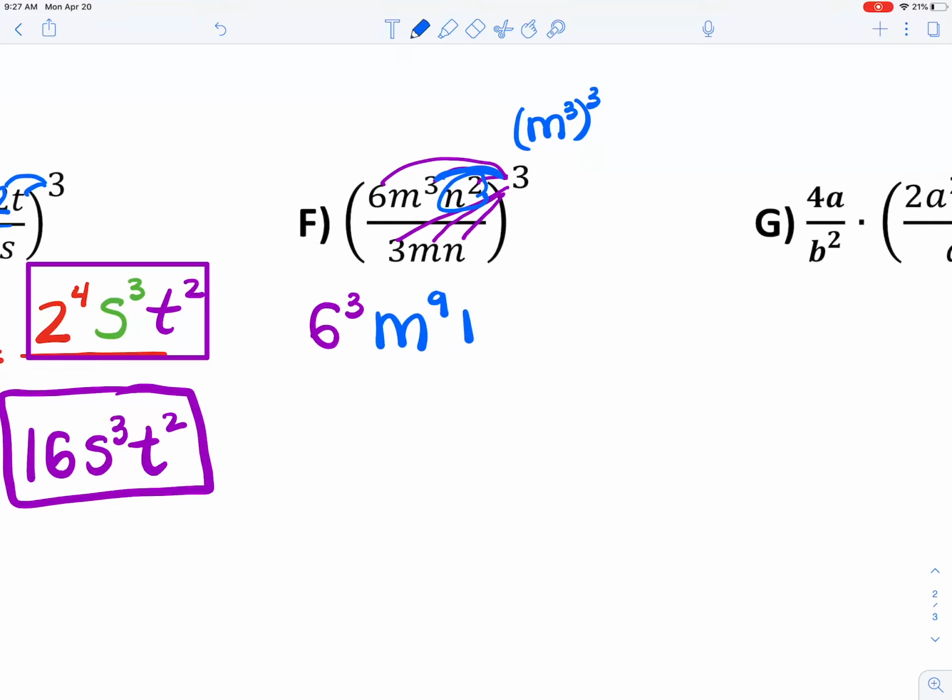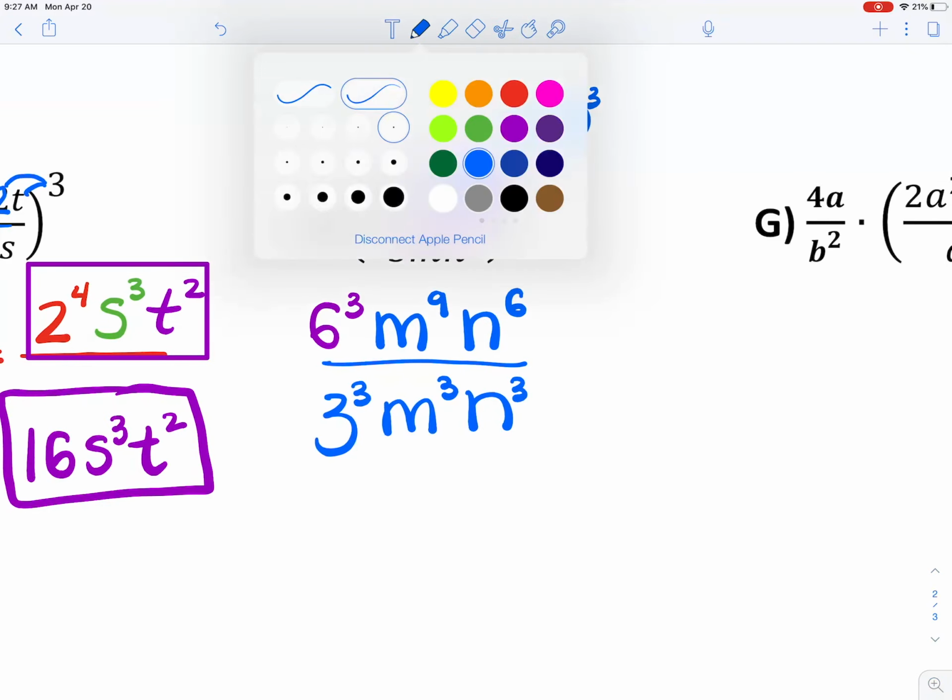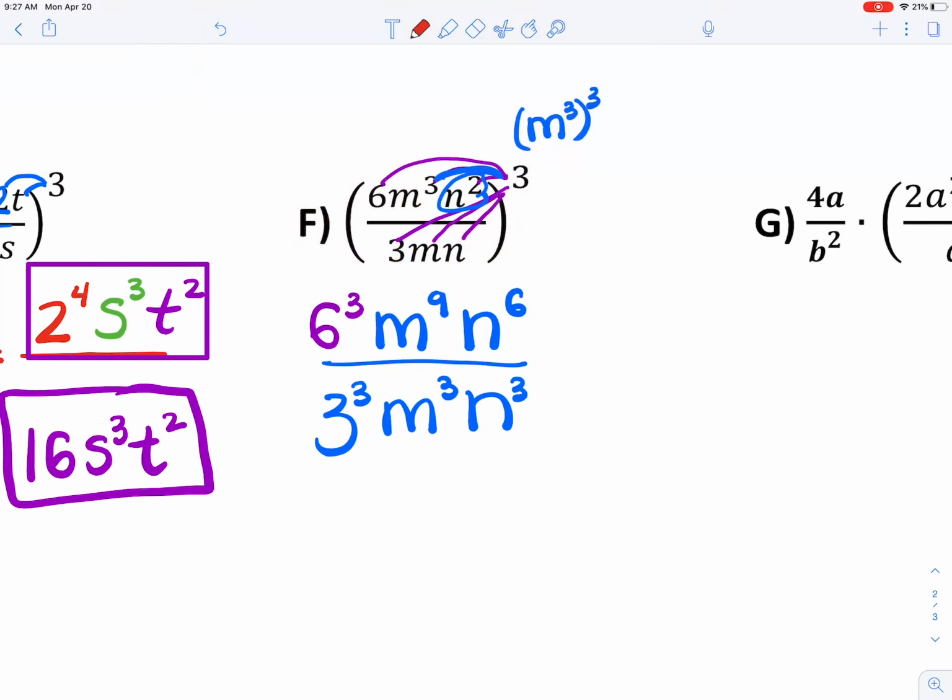Now similarly with the next one, we've got n squared to the third. 2 times 3 is 6. Okay, on the bottom, we have 3 to the third, we have m to the third, and n to the third. All right, let's look and see what can we simplify. So let's see here. 6 to the third, that is 6 times 6 times 6, that is 216. We can use a calculator for that. 3 to the third is 3 times 3 times 3, that's 27.